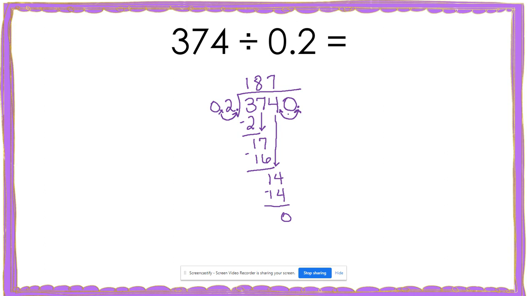0 in my dividend. And before I can finish, I have to bring this 0 down and divide by 2. So when I do 0 divided by 2, I actually have 0, and that 0 needs to be written. 0 times 2 is 0, and when I subtract, I'm left with 0. Now there's nothing left for me to bring down, so now I'm finished. That means that my quotient is 1,870.